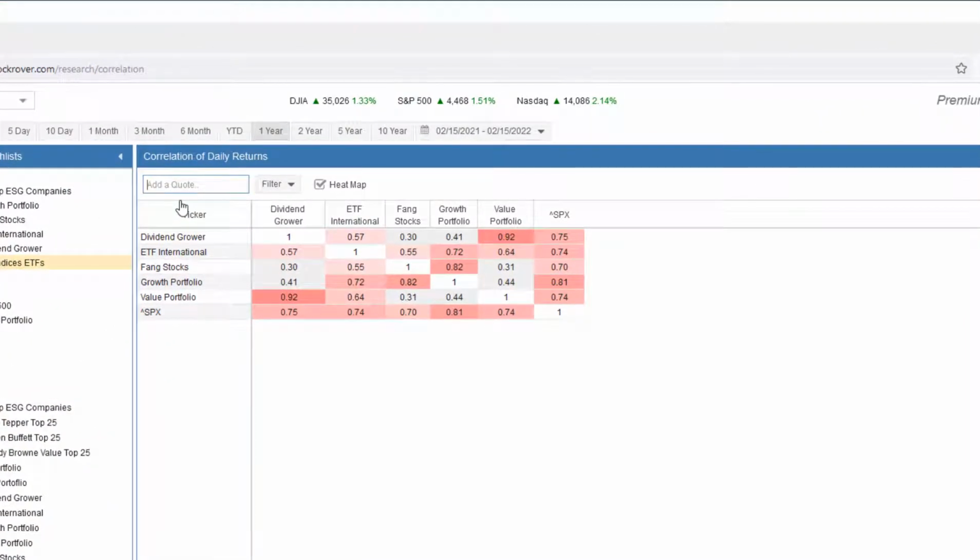I can see, for example, that both the growth portfolio and the dividend grower portfolio have the highest correlation with the S&P 500, with values of 0.81 and 0.75 respectively. We can see that the dividend grower portfolio is least correlated to the FANG portfolio, which is surprising. Additionally, the second least correlated portfolio to the dividend grower portfolio is the growth portfolio. So a dividend growth portfolio is not well correlated to a pure growth portfolio, at least for these models.